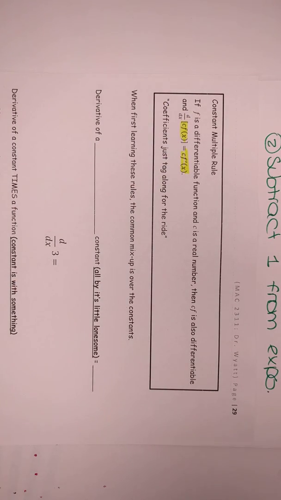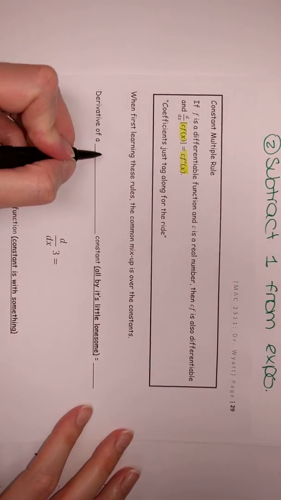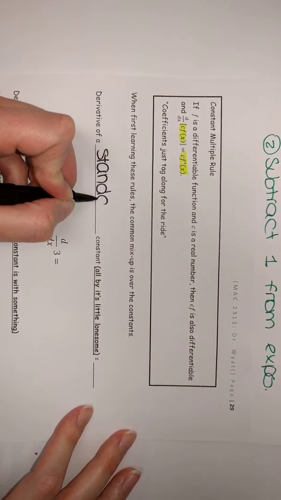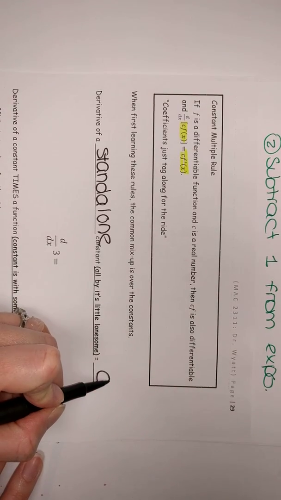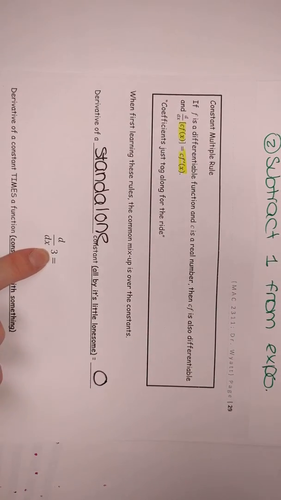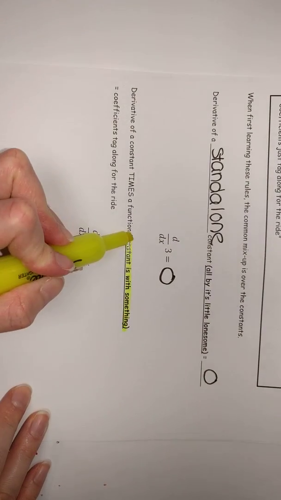Now, when you talk about constants, there's often a big confusion over constants and exactly what the derivative is going to be. So here is how I think about this. If you have the derivative of a standalone, all by its little lonesome constant, so it's all by itself, standalone constant, that will be equal to 0. So the derivative of just 3 standing alone, all by its little lonesome, is equal to 0. But if the constant is with something, then it is going to tag along for the ride.